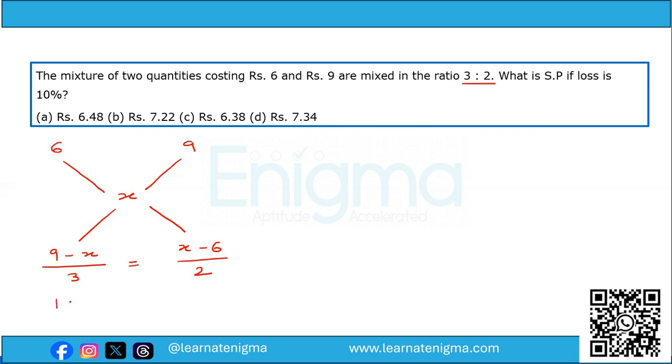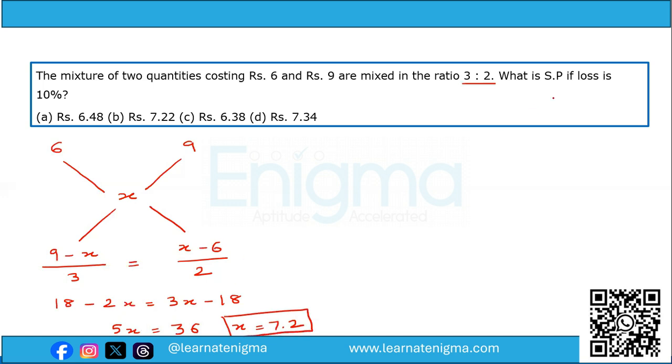Cross multiplying, we get 18 minus 2X is equal to 3X minus 18. So we have 5X is equal to 36. Hence, we get X is equal to 7.2. So this is the cost price of the mixture, 7.2.